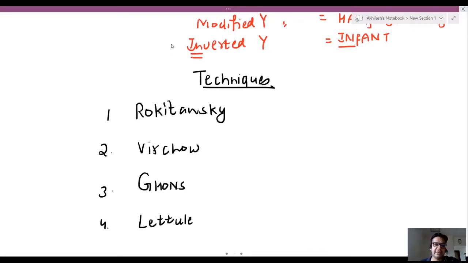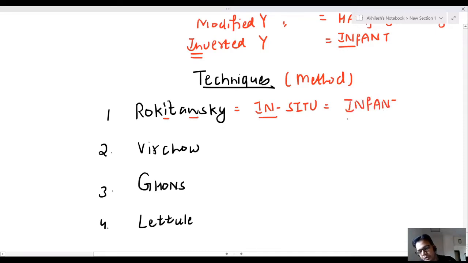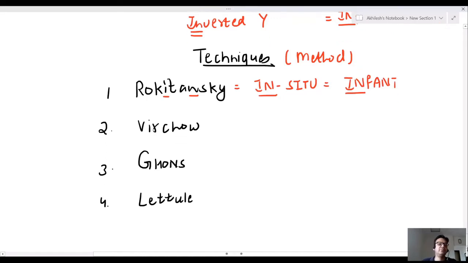These are all methods of postmortem organ removal. Rokitansky has I and N. This is an in situ method. What is the meaning of in situ? We are not taking any organ out; we are dissecting inside. In situ means inside. So it is in situ, IN. It is done in infants only. So Rokitansky is in situ, done in infants.